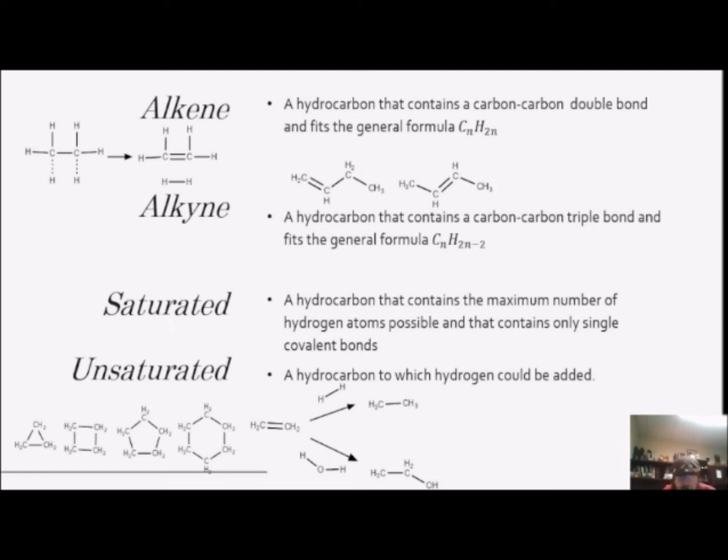In fact, it's very easy to add various groups to these. By mixing hydrogen and a catalyst, you can turn this ethene into an ethane. But with a little bit of acid in water, you could also turn ethene into ethanol. We can add groups to that very easily because of the unsaturation.